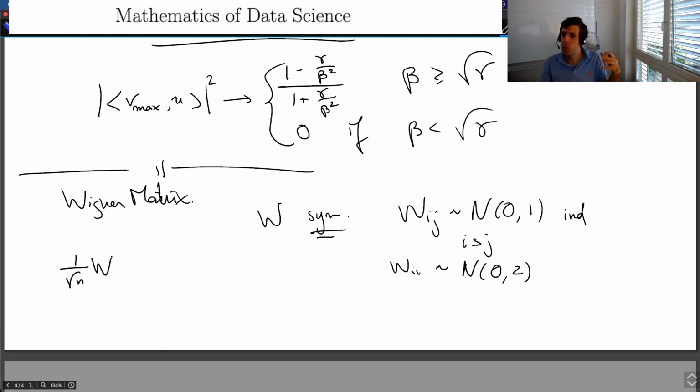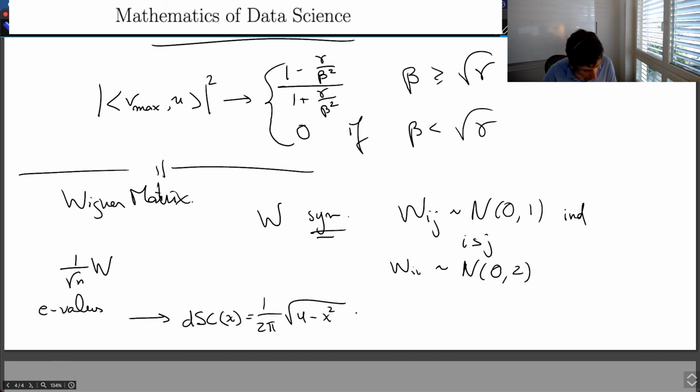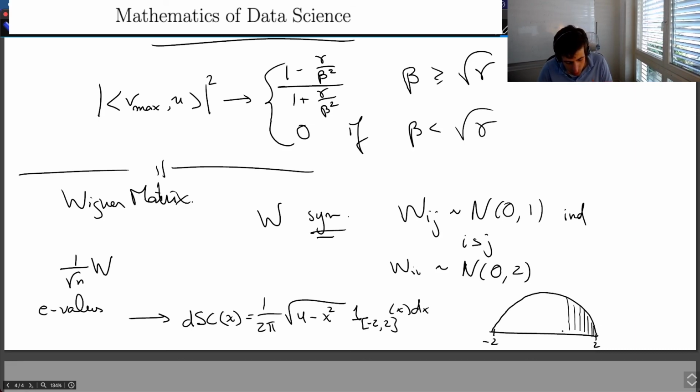It's not so surprising, because before we had X X transpose, and we didn't divide by n. Here we only have one of them. The limit of the eigenvalues will go to the so-called semicircular law, which is given by 1 over 2 pi times the square root of 4 minus x squared, only between minus 2 and 2. This is beautiful, and you should try it on the computer. Just draw a matrix, even with n like 40, and plot the histogram of the eigenvalues, and you'll see this beautiful semicircular law, converging very quickly.